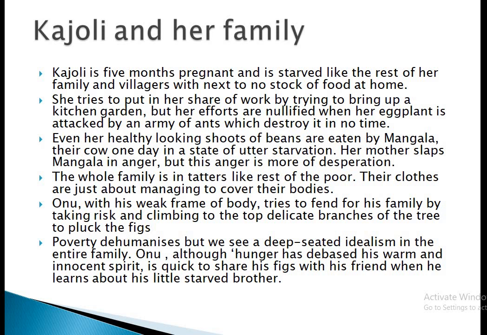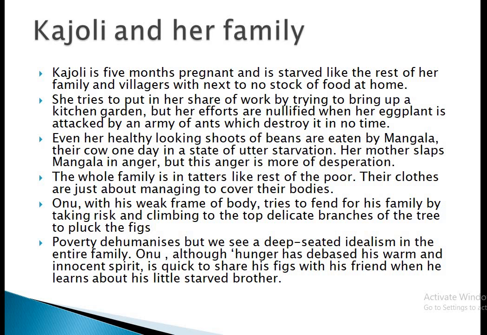The whole family is in tatters like the rest of the poor people. The clothes are falling into pieces, and they have just about managed to cover their bodies. Onu is a weak boy. His backbone is protruding. His bones are in fact protruding, and they give an image of a malnourished boy. Onu is also trying to fend for his family. He's taking a lot of risk, climbing up to the top of the delicate branches of the tree to pluck the figs for the family. We see in these chapters poverty dehumanizing people, but we also see a deep-seated idealism in the entire family.